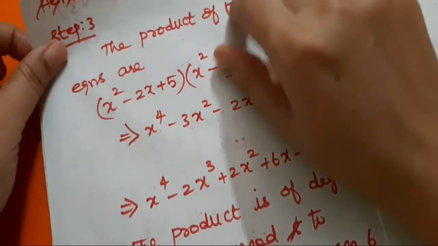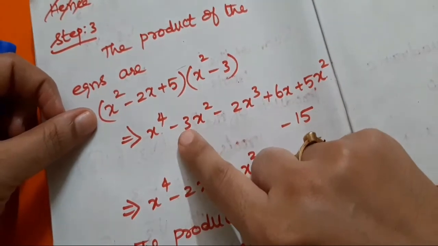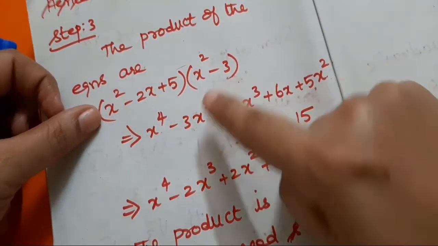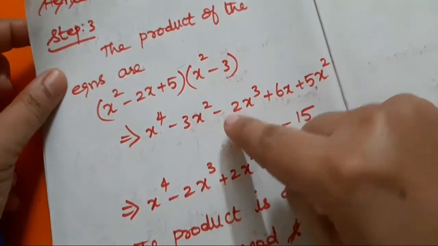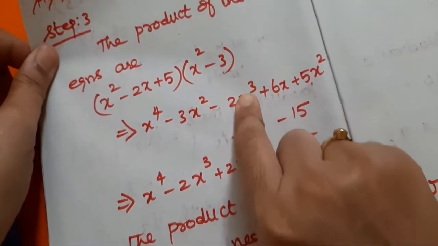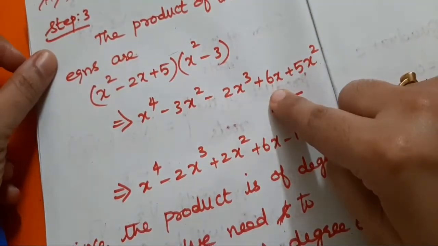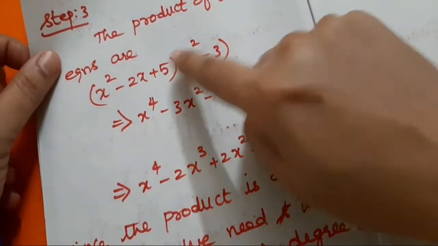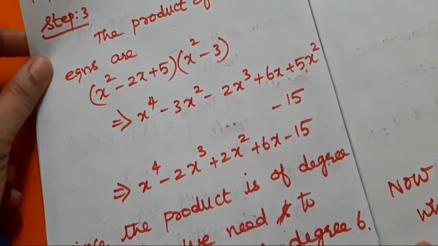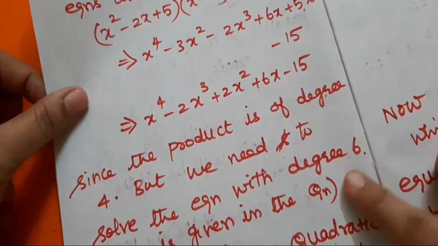So, now x square into x square is x power 4. x square into minus 3 is minus 3x square. Minus 2x into x square is minus 2x cube. Minus 2x into minus 3 is plus 6x, and 5 into x square is 5x square. 5 3s are 15, so minus 15. So this is a fourth degree equation.